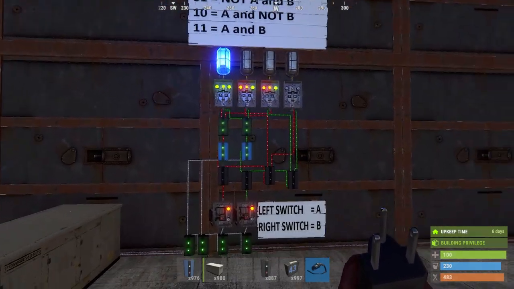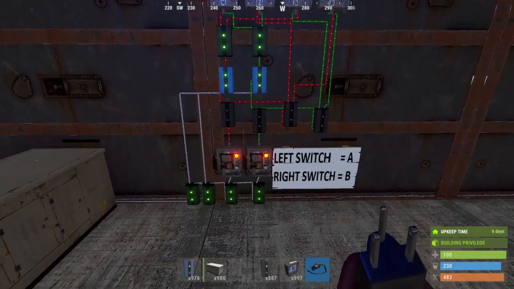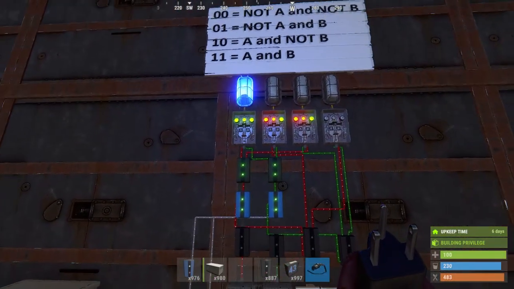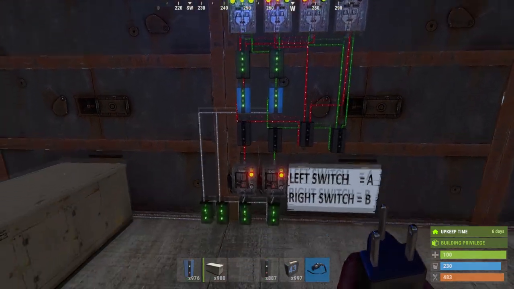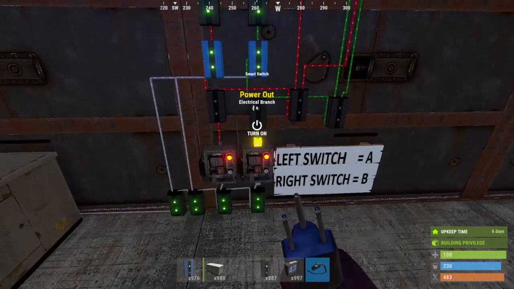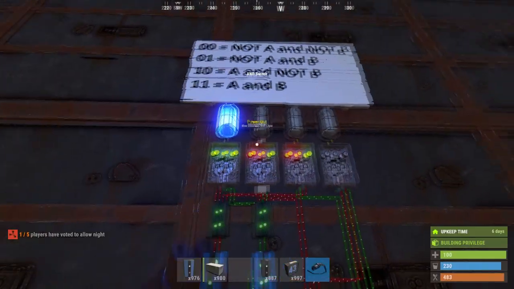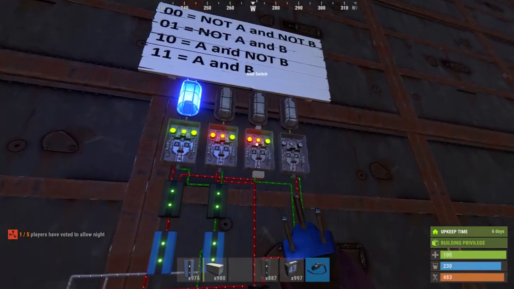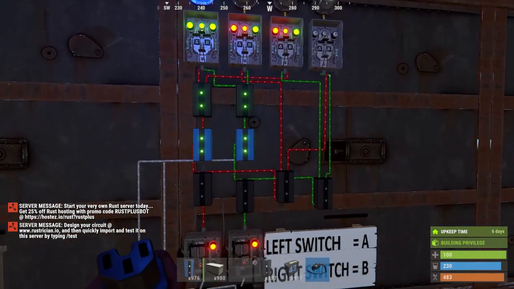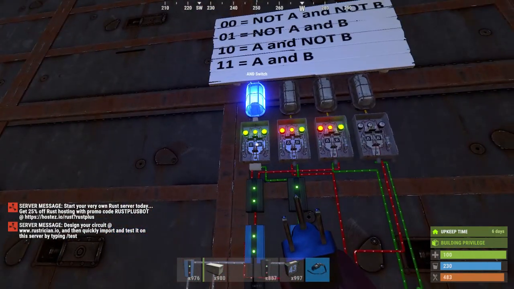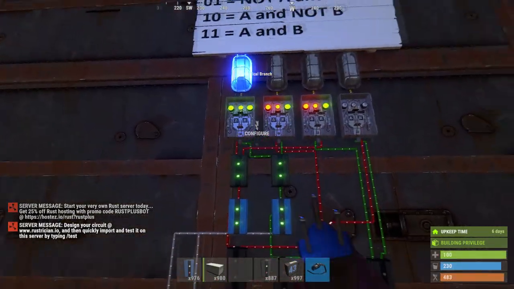So what does a decoder do exactly? A decoder takes a binary input and turns it into exactly one active output. For a 2 to 4 decoder, we have two input wires, four possible states: 0 0, 0 1, 1 0, and 1 1, and only one output on at a time. We're turning two control wires into four selectable outputs.